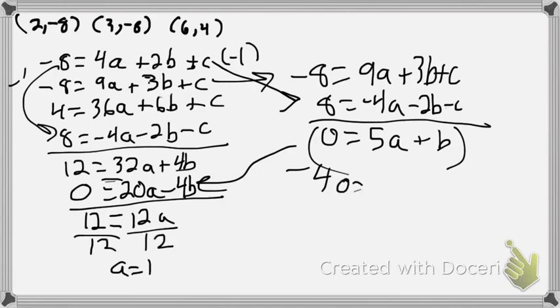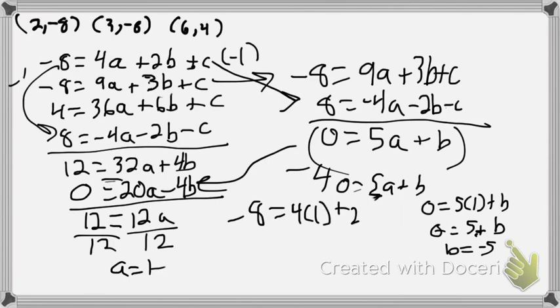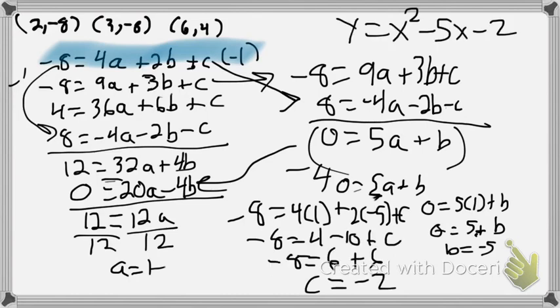Divide both sides by 12, and I get a equals 1. Plug it back in over here. I get 0 equals 5a plus b. 0 equals 5 times 1 plus b, or b equals negative 5. Now I have to figure out which one I'm going to do. I'm going to plug it into that top one. So it's this equation right here that I'm plugging everything back into. So I have negative 8 equals 4 times a equals 1, plus 2 times b equals negative 5, plus c. So now that I only have c as my variable, I'm ready to go. And that is going to give me c equals negative 2.